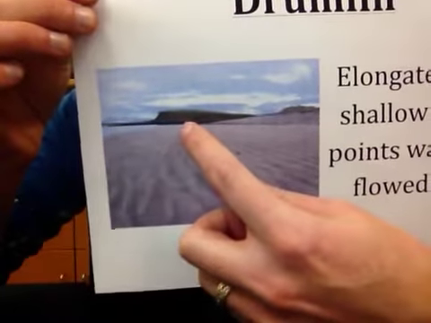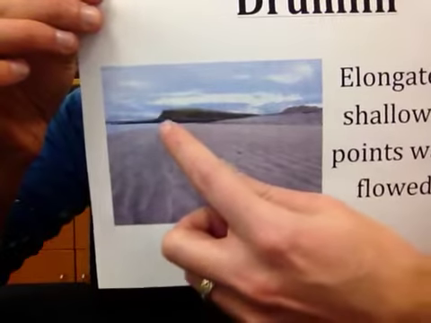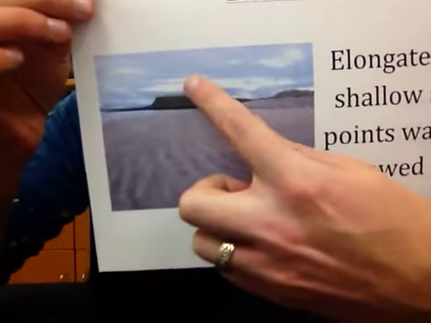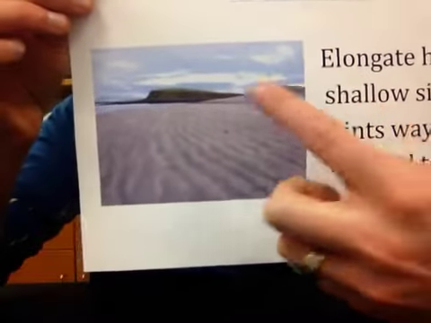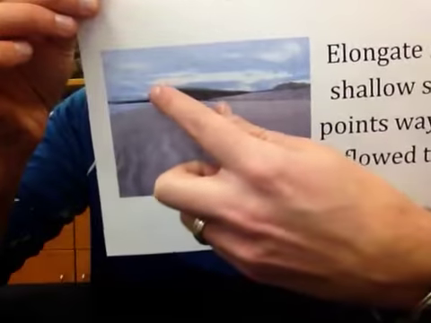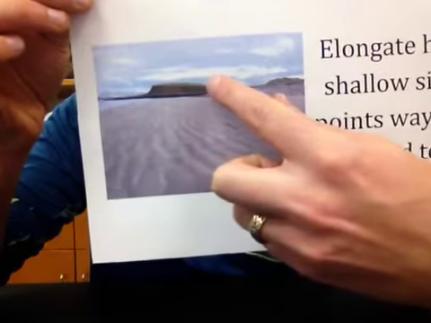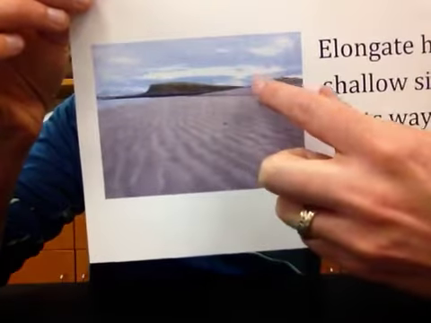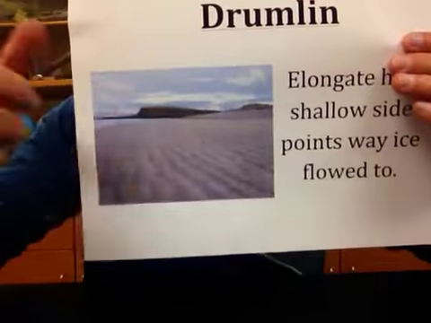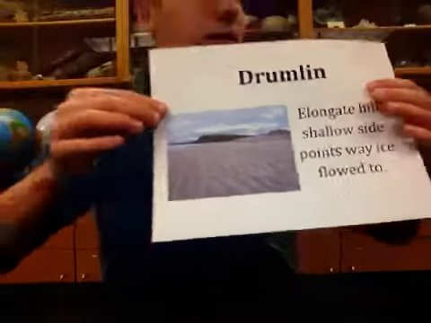So if we were standing where the person took this photograph, we would know that the ice came from this side and it flowed in this direction, because it pushes the drumlin, so it makes this side very steep. Then when it goes over the top, it pulls out the drumlin hill shape, pointing the direction, which in this case is this way, that the glacier was flowing in the past.